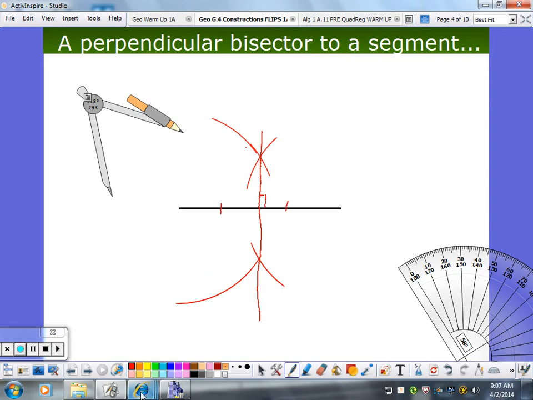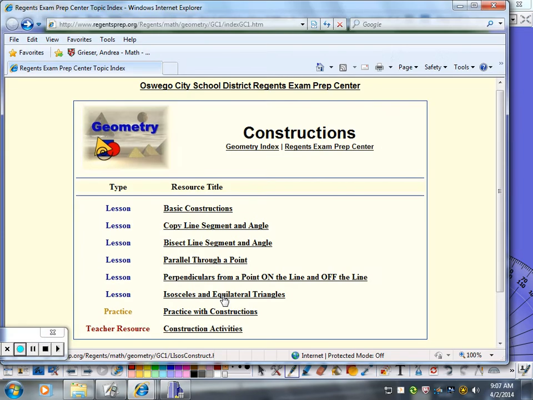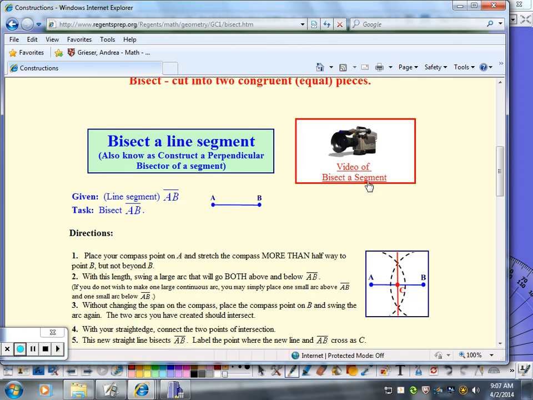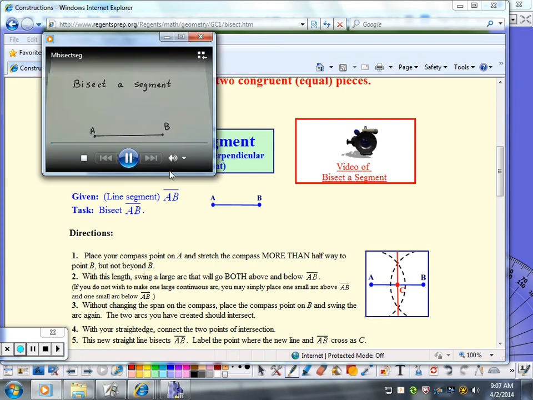Let me see if I can get the video to work on here. Perpendicular bisector, maybe I don't have one. Maybe this is it. Let's see if this is the perpendicular bisector. So you shut off videos sometimes?